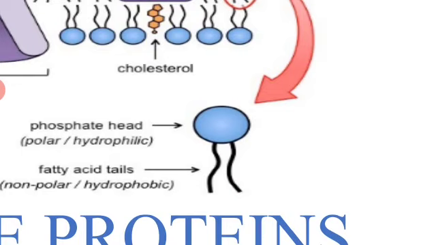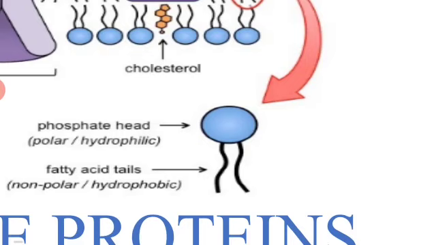This phospholipid has a phosphate head that is polar and therefore hydrophilic. A hydrophilic substance is one that is water loving. So this portion of the phospholipid is water loving. It is a part that can be in close contact with the aqueous medium. It could be tissue fluid, it could be blood, it could be anything that is aqueous, because that part is water loving.